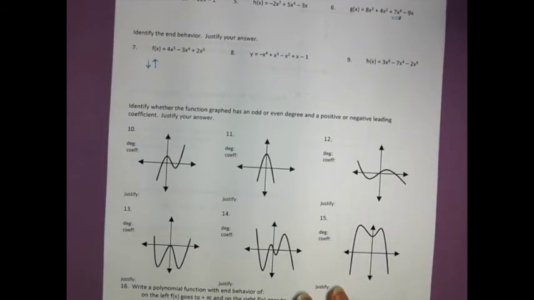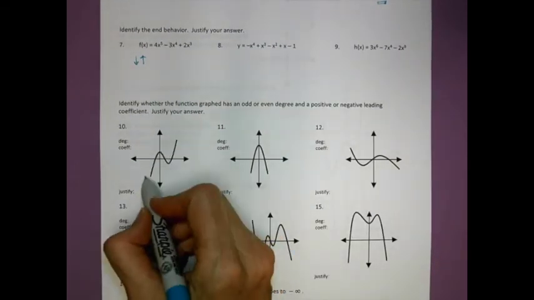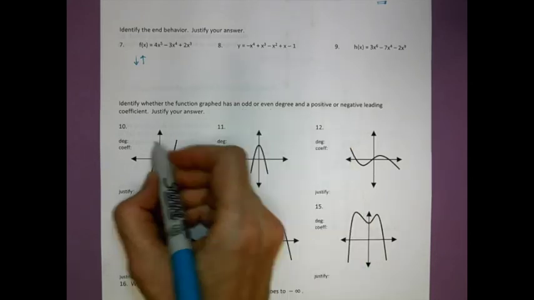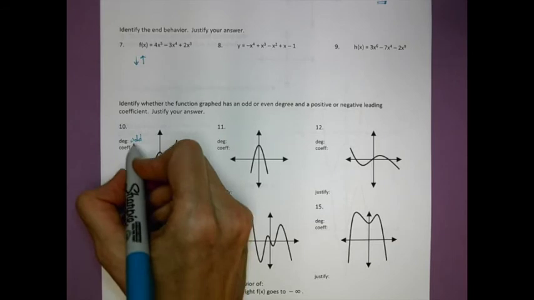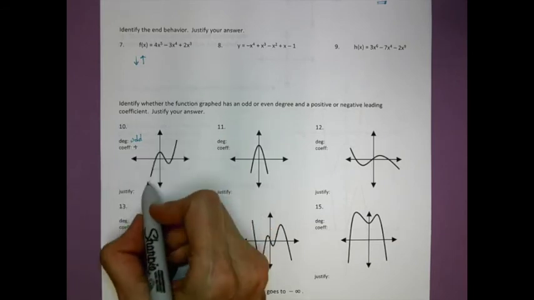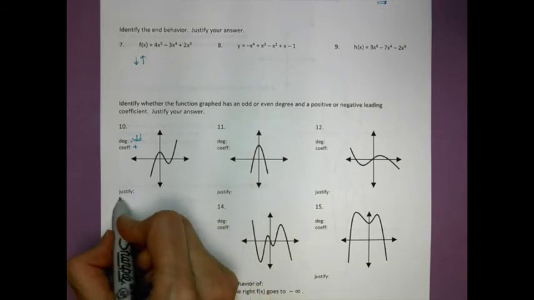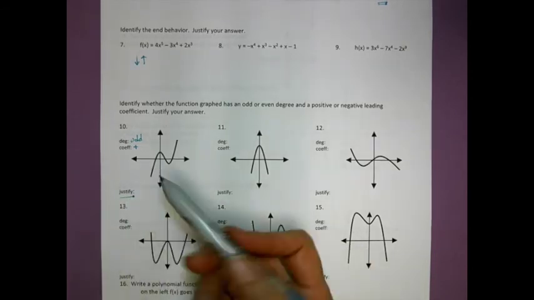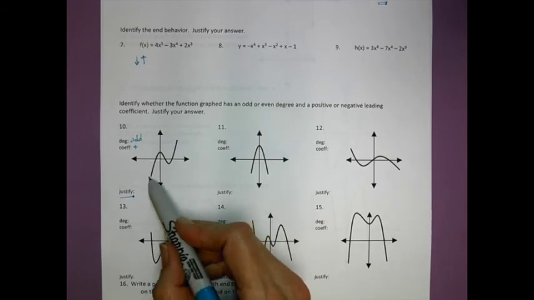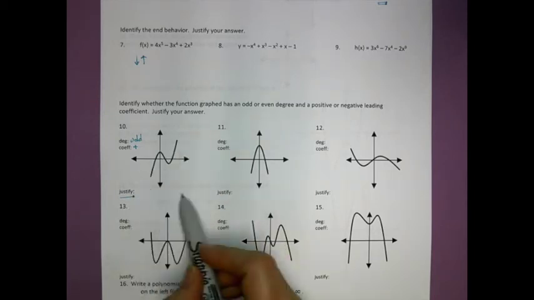In this next part, now from the graph, they're going to say, okay, this degree would be odd or even. This would be odd because it's going two different directions, and the leading coefficient should be positive because it is starting low and ending high, ending positive. And then you need to justify that, and so I would say, because its end behaviors don't match, and because it's starting low and ending high. So I want to justify with what I saw in the graph.